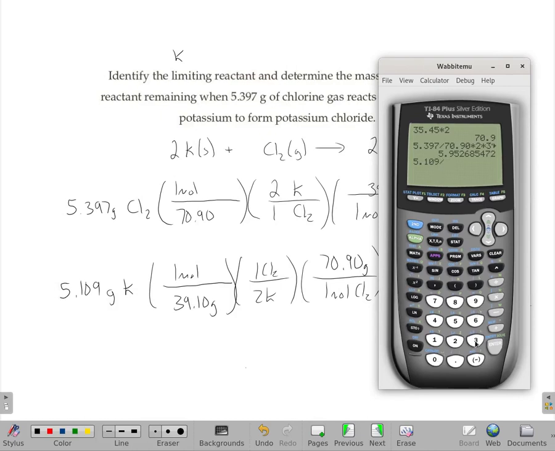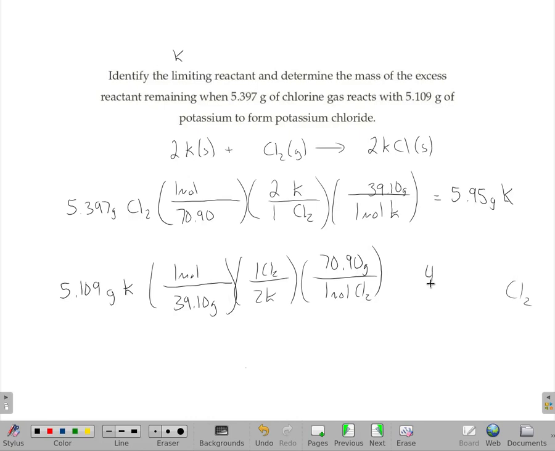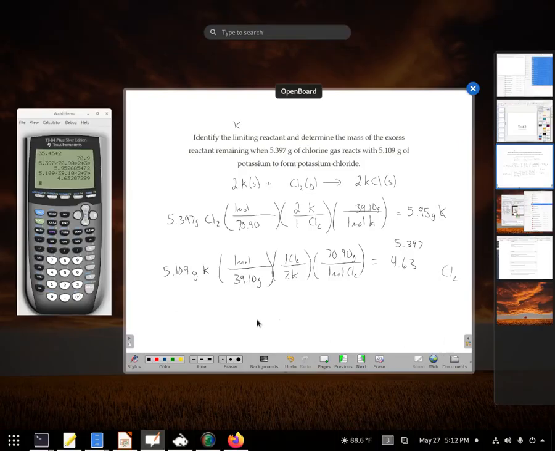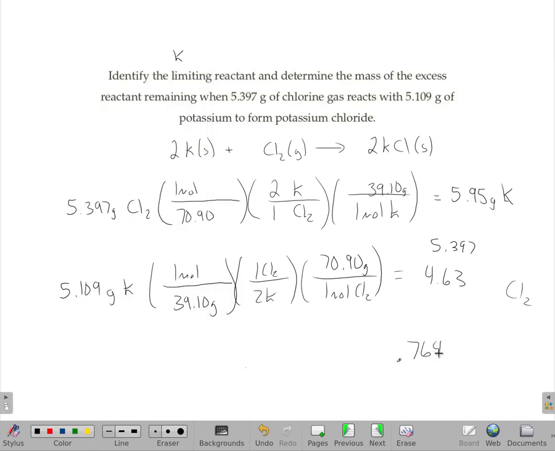So 5.109 divided by 39.10 divided by 2 times 70.9. I get a mass of 4.63. All right, and now to get my answer on how much is left over, I'm just going to take 5.397 and subtract that 4.63 I just got. So 5.397 minus my answer. The amount remaining is 0.764 grams.